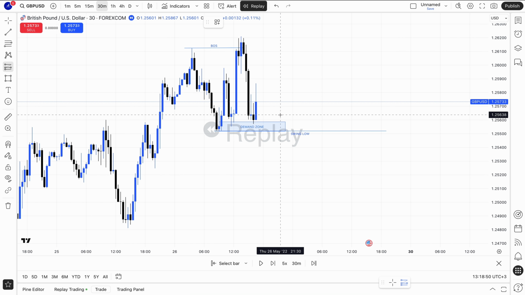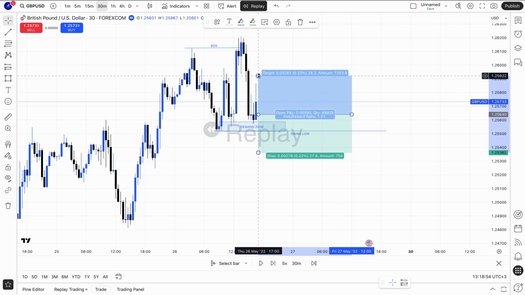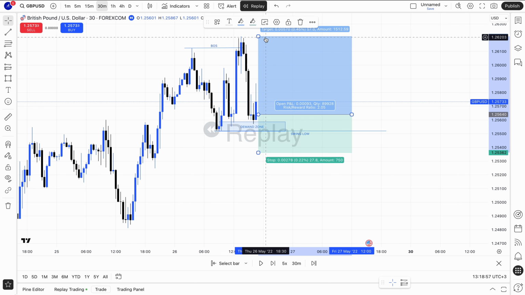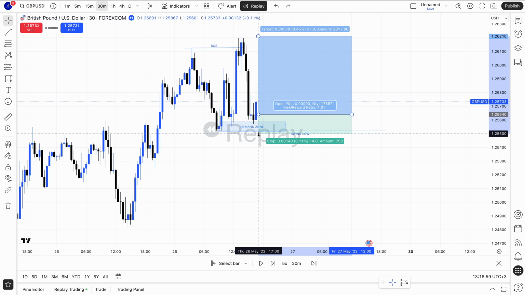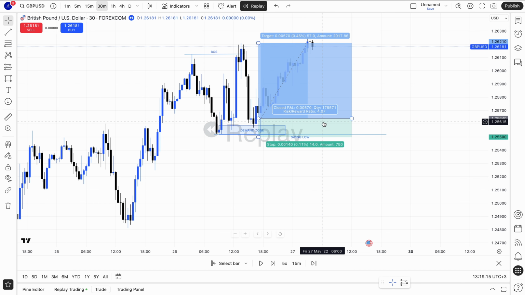Our entry just on this body candle, the 15 minutes body candle. Then we target our next swing high, stop loss below our swing low. You get a clean tag. Then we just wait and we hit our take profit.